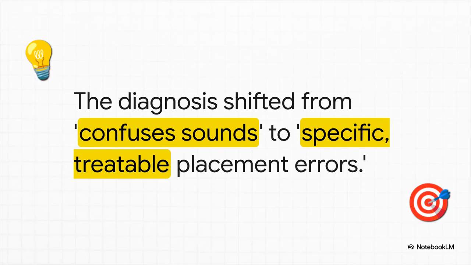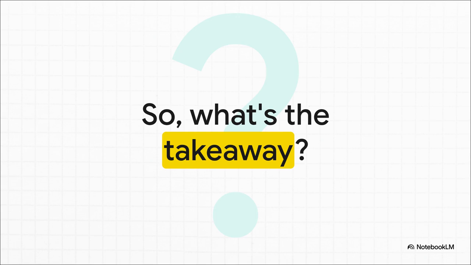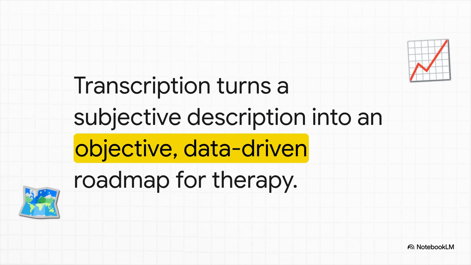The diagnosis went from this vague idea that he confuses sounds to something incredibly precise. He has specific, treatable placement errors, and that meant therapy could zero in on those exact tongue movements. It became focused, efficient, and way more effective. So when we step back, what's the real takeaway here? What does this hidden language of speech really tell us? It's this: phonetic transcription is what turns a fuzzy, subjective comment like, "he talks funny," into an objective, data-driven roadmap for therapy. It's the blueprint. It tells you exactly where you need to go.